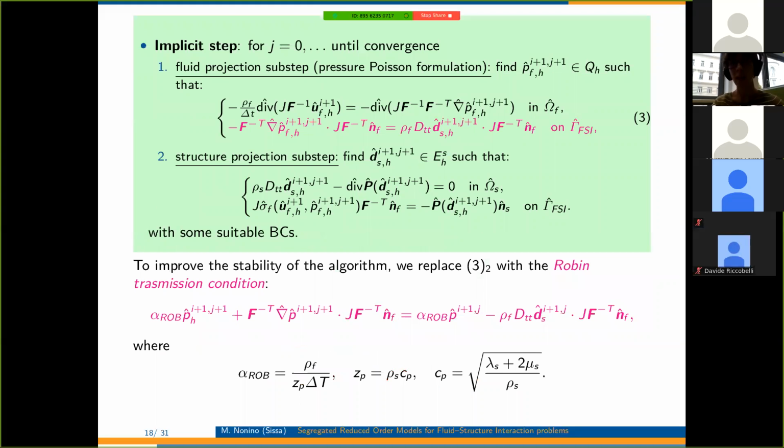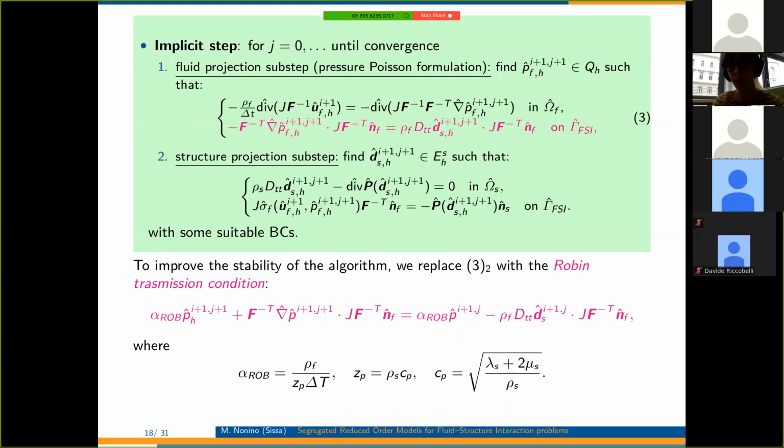Then we have two sub-problems. We have the second step of the Chorin-Temam projection scheme, which is the pressure Poisson formulation. And we have the solid problem, so the linear elasticity. And you can see that we are treating the balance of the stresses at the interface in an implicit way. So the two sub-problems 1 and 2 are iterated between one another until a convergence criterion is satisfied.